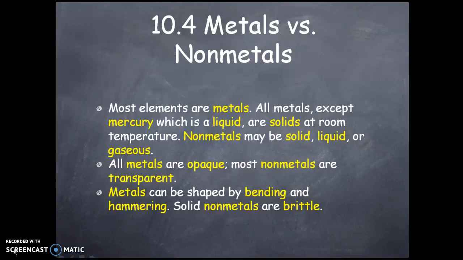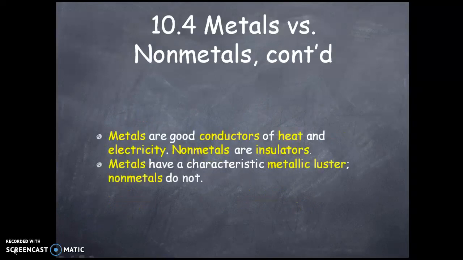Most non-metals are transparent. Metals can be shaped and bent by hammering, and solid non-metals are brittle, so they are breakable, but non-metals can be bent or shaped by heating them up. Metals are good conductors of heat and electricity, and non-metals are insulators. Metals have a characteristic metallic luster, and non-metals do not have any such feature.